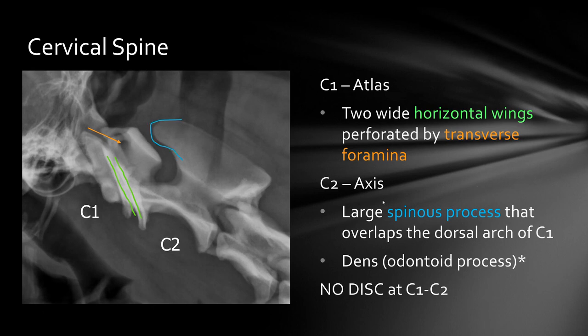C2, the axis, has a very large spinous process that overlaps to some degree, usually 50% or more, with the dorsal arch of C1. And then there's also a dens associated with C2 at the cranial aspect, which you can appreciate here is actually hidden by the transverse processes, the wings of C1. Another thing that's important is that there's no disc at C1-2. The dens articulates with the atlas in the ventral aspect, but there's no intervertebral disc here.